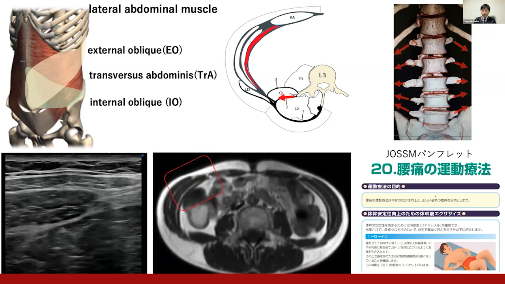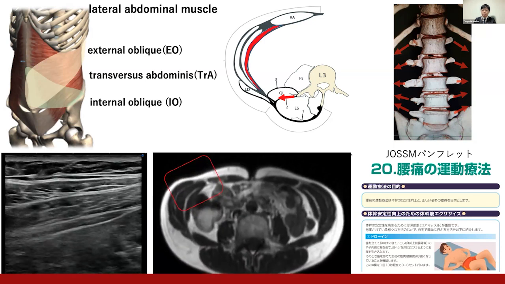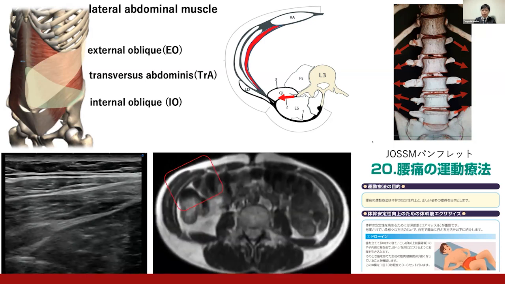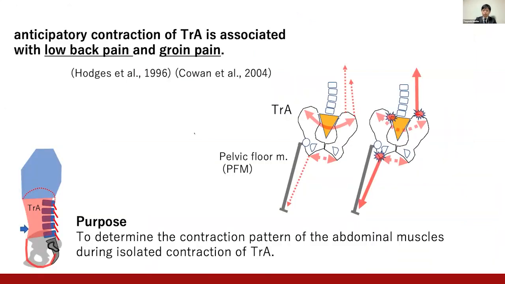This is a pamphlet from a Japanese academic conference. It is a drawing. It has also been reported that the TRA contracts before the other lateral abdominal muscles, and that contracting it alone is effective in preventing low back pain, and is also associated with growing pain. Perhaps the TRA is an intrinsic muscle of the pelvic ring, and we think that its activity before the extrinsic muscles is effective in stabilizing the pelvic ring.